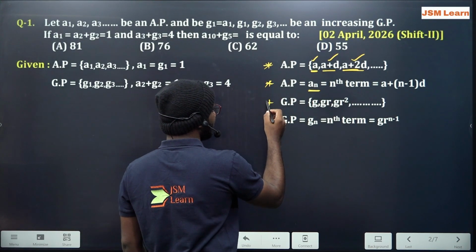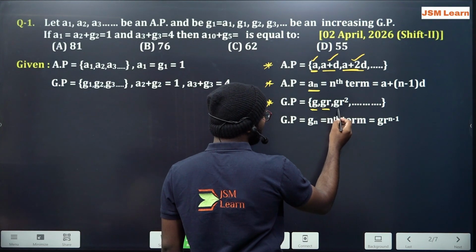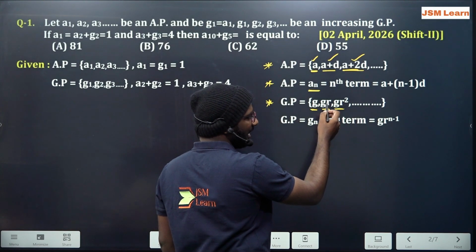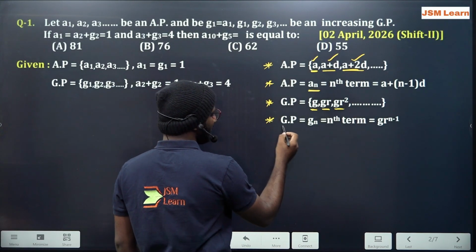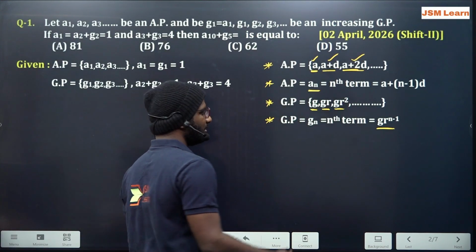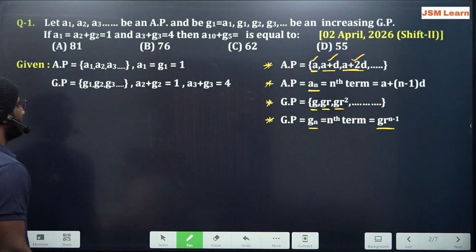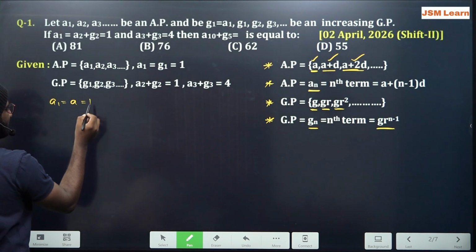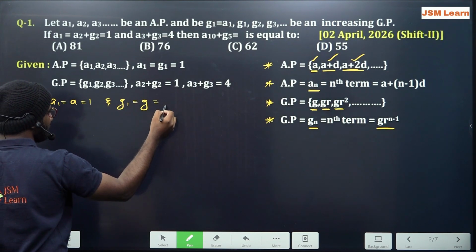And we know that general terms of GP are G, G into R, G into R square. Here G is the first term, R is the common ratio. We know nth term of GP is equal to G into R to the power n minus 1, which is denoted by G suffix n here. So from the given data, we know that A1 equals A equals 1 and G1 equals G equals 1.